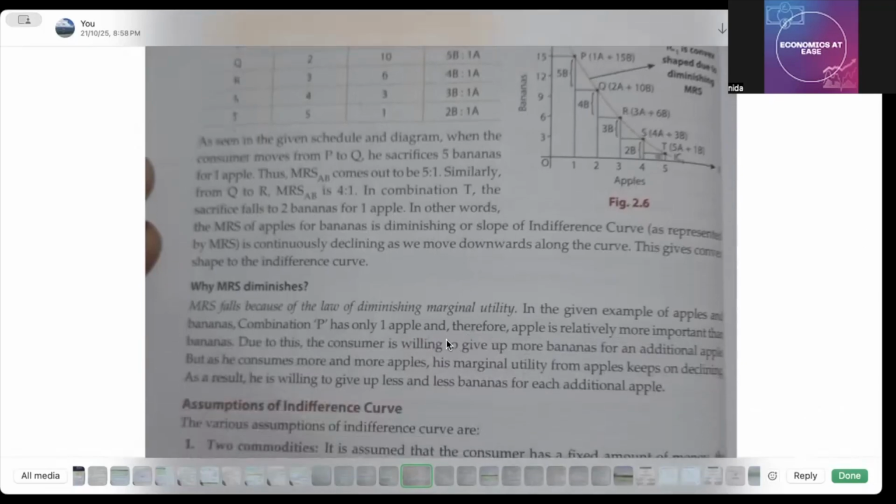Okay. Now why MRS diminishes? ये diminish क्यों करता है? Because of the law of diminishing marginal utility. मैं already आपको ये last video में इससे पहले बता चुकी हूँ. That is a most important thing. In the given example of apples and bananas, combination P has only one apple and therefore apple is relatively more important than bananas and so on.